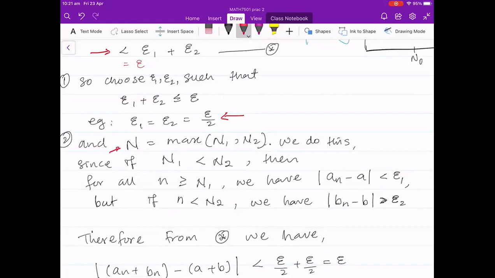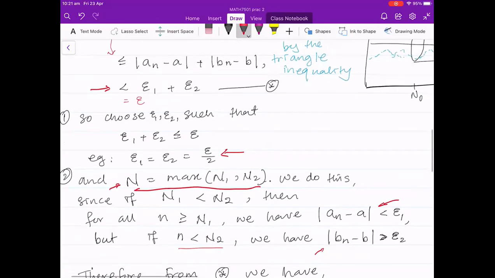Why do we do this? We do this since if n1 is less than n2, then for all n bigger than or equal to n2, we have this case. But if it's the other way around, we have that case. So we really need it to be the maximum.